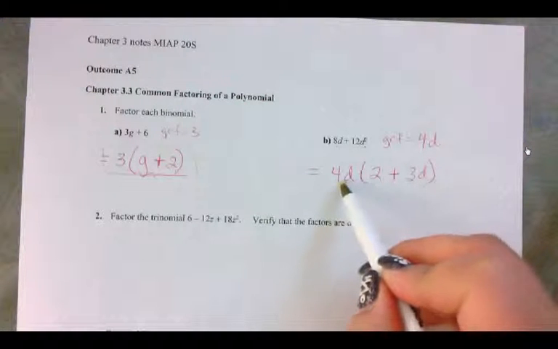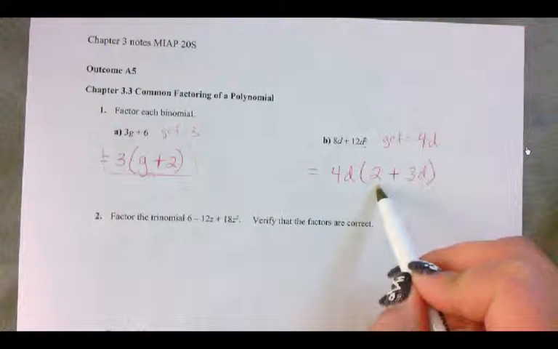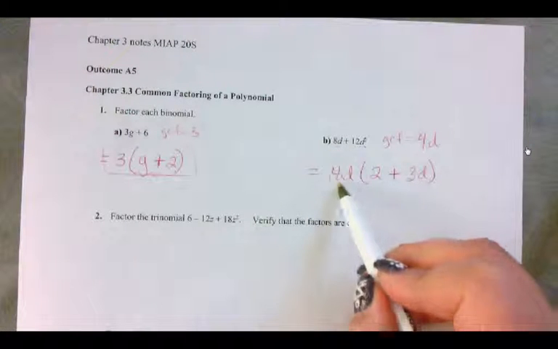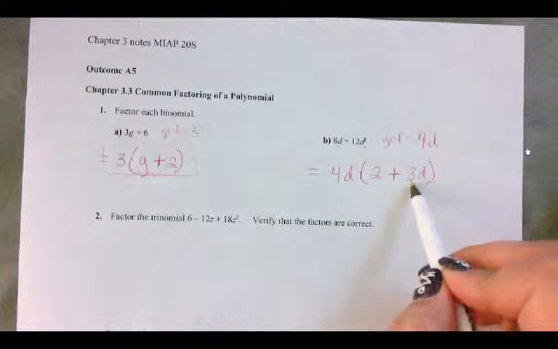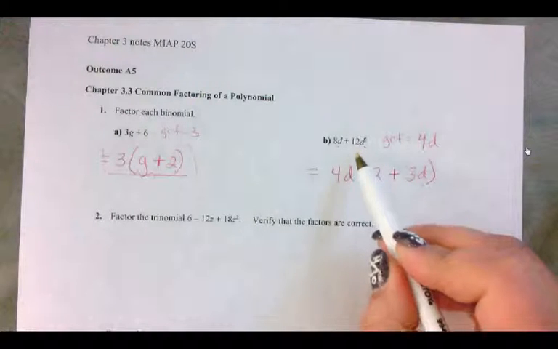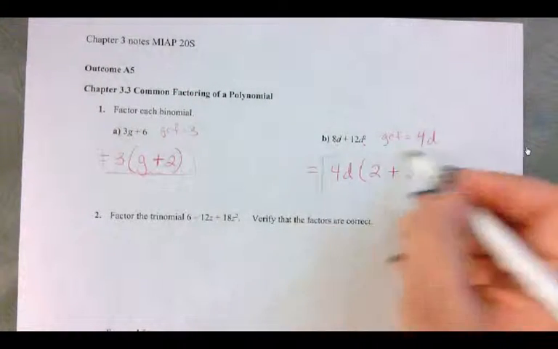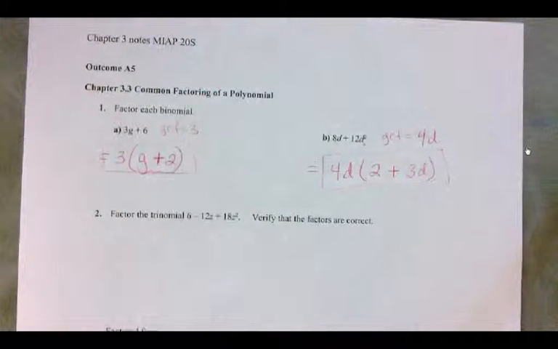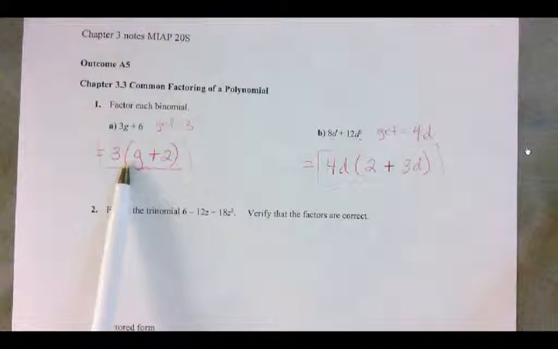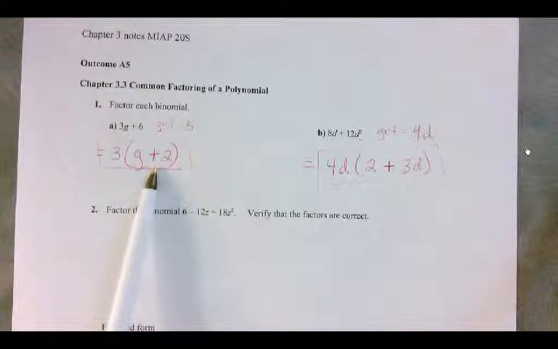And also another check is just quickly go 4d times 2, what do you get? 8d. 4d times 3d is? Okay, yeah, 12d squared. All right, so now this is our factored form of that. So we're looking for common factors. We're looking to see what's common amongst all the terms and dividing it out. We want to write it out in front of the bracket, and then in the bracket write what's left. Okay, any questions?